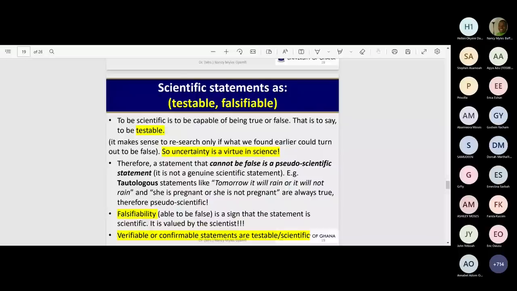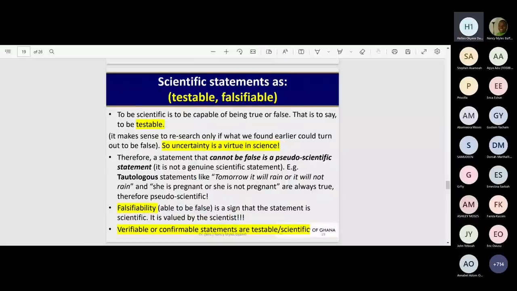Sister, read this, please. Yep. Scientific statements as testable or falsifiable. To the scientist, to be scientific is to be capable of being true or false. That is to say, to be testable. It makes sense to research only if what we found earlier could turn out to be false. So uncertainty is a virtue in science. Therefore, a statement that cannot be false is a pseudo-scientific statement. That is, it is not a genuine scientific statement.